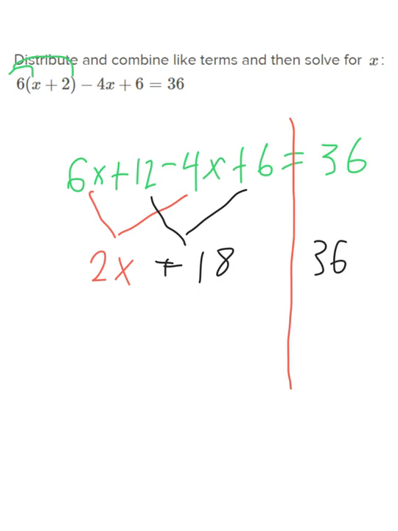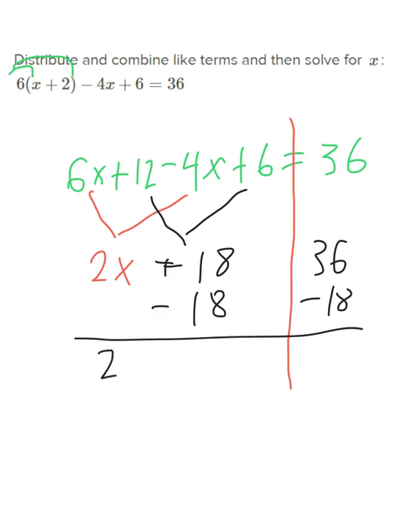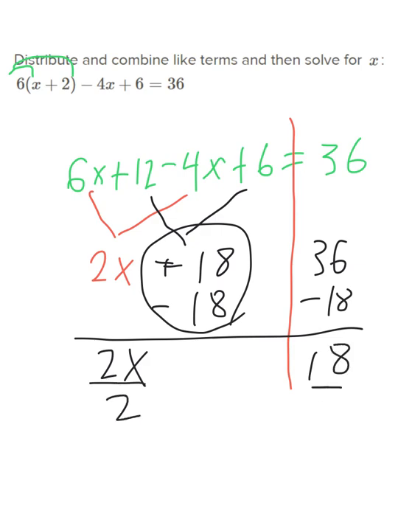Okay, so I've done the first two parts. I have distributed, and I have combined like terms, and now I'm ready to solve. So this is where you use opposites. The opposite of adding 18 is to take away 18. So I get 2x, this much is 0, equals 18. Divide both sides by 2. X equals 9. That's the solution.